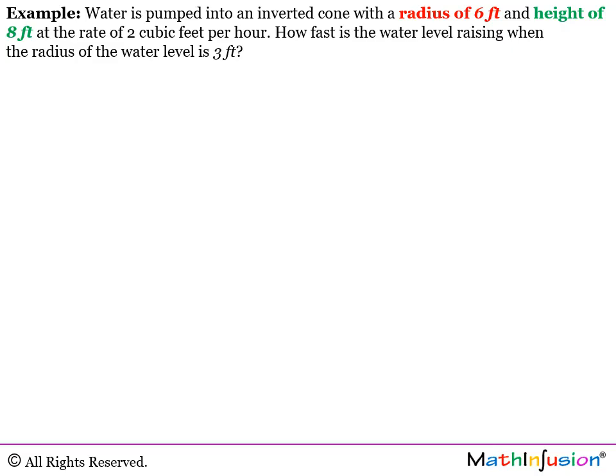Here is our last example. This example is going to be done twice in two different ways, and it's really much more complicated than all the problems we did before. Water is pumped into an inverted cone with a radius of 6 feet and height of 8 feet at the rate of 2 cubic feet per hour. How fast is the water level rising when the radius of the water level is 3 feet?